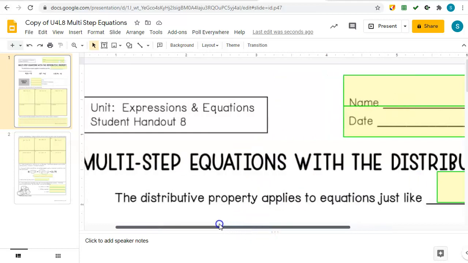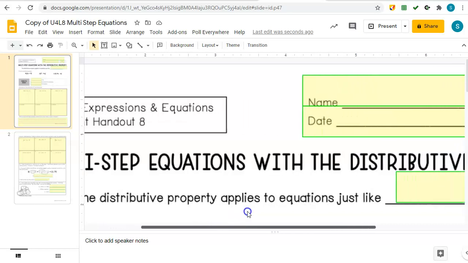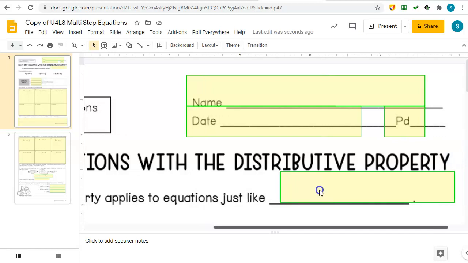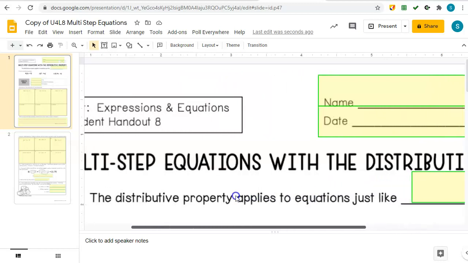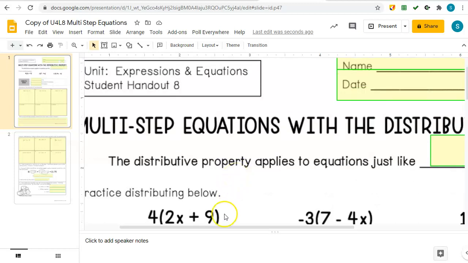We're going to be solving slightly more complicated equations. Today we're going to talk about multi-step equations with distributive property. This is where we're going to have to apply one of our rules ahead of time. We're just going to have to simplify before we solve an equation.